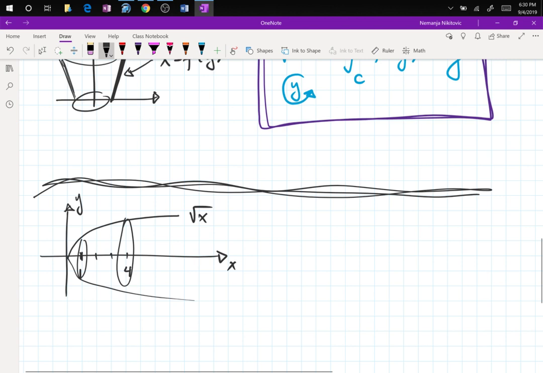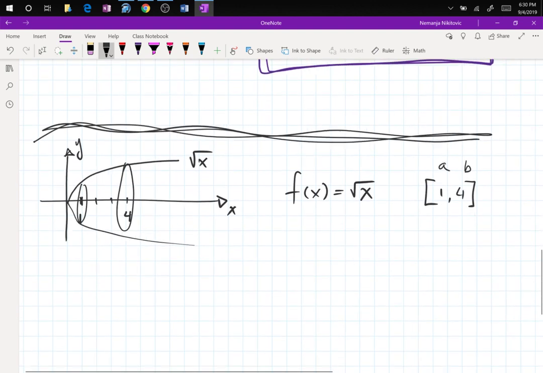So what you have is your f of x function is square root of x, and you are on the 1 to 4 range here as a and b. So these are your a and b. Well, since you are rotating on the x-axis, you have to use the dx. So rotation on x will prompt a dx integral for the disk method.